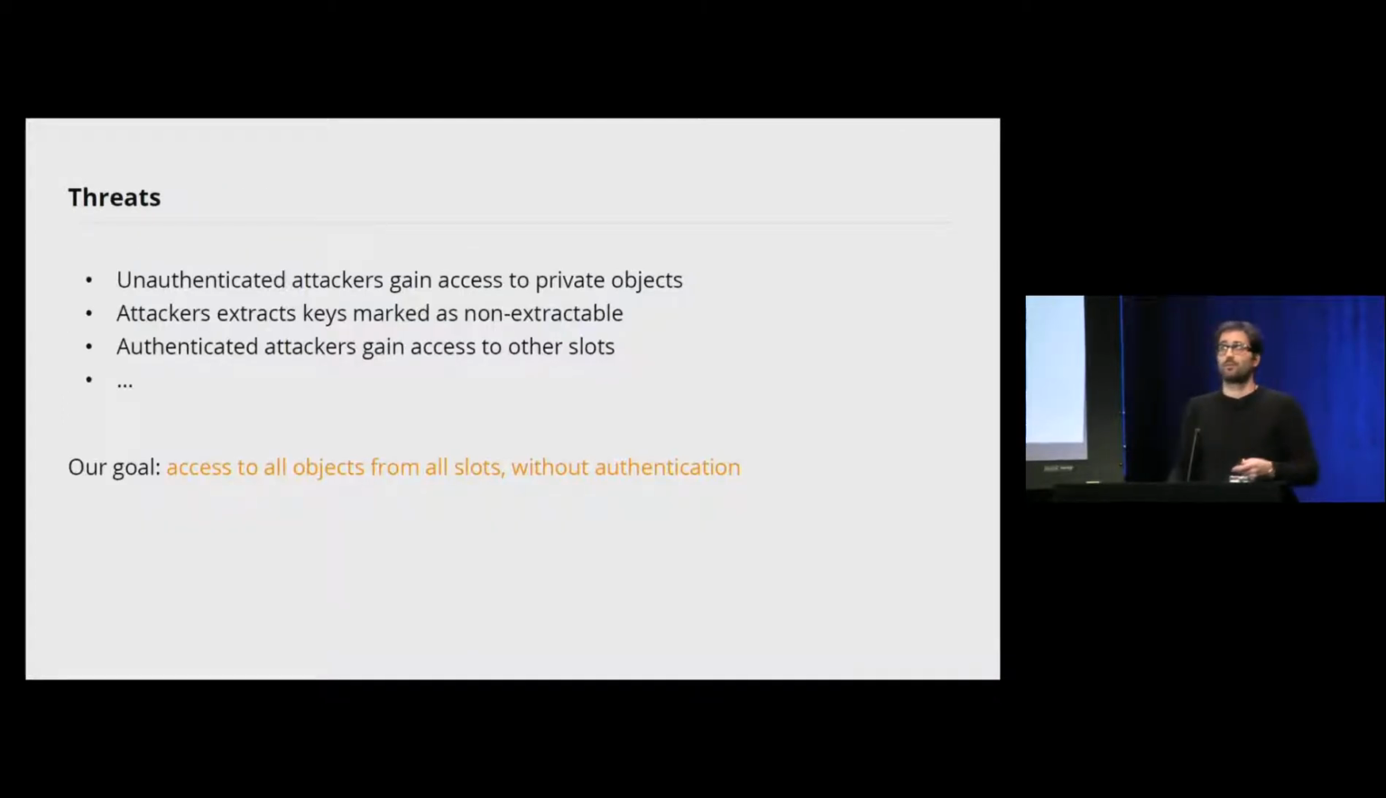Okay. So from there, we can define a few threats. For example, an attacker that logs into a token must not be able to get the keys from another token, or an attacker who tries to read the value of an unextractable key. This is an attack. But we will consider a much simpler model. In our case, we are in the position of an attacker who has no credential information, only unauthenticated access, and we want to access all the cryptographic data from other slots and dump all the keys.